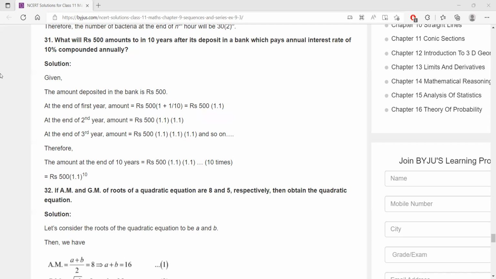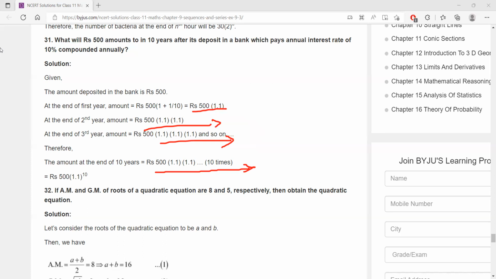Because you are just calculating for the next year. So again, you will calculate for the next year. So this will be your new amount. And again, you will add 1 plus the interest. Can you follow it? So it goes on like that: end of second year, end of third year, till 10 years. So if you look at the pattern, you could see the repetition of this 1.1.